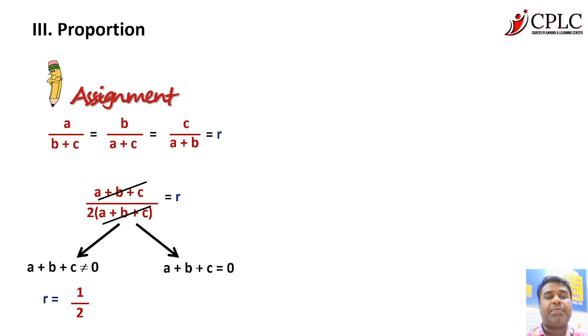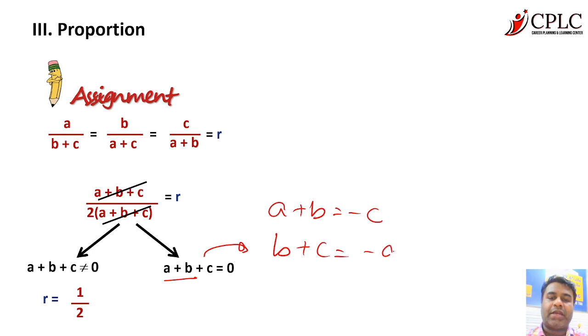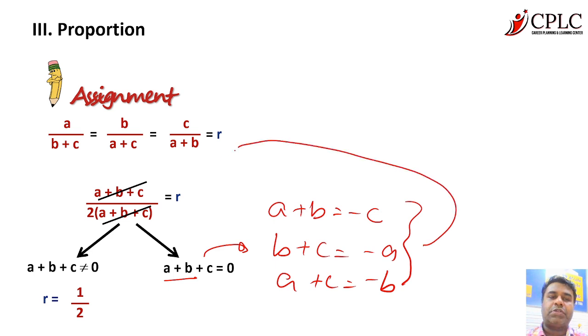But what if A plus B plus C is equal to 0? If this is 0, then what? Then I can convert. So can I say A plus B is equal to C, right hand side it will go, so this will go minus C. Similarly, can I say B plus C is equal to minus A and A plus C is equal to minus B, and I will substitute these values in these equations.